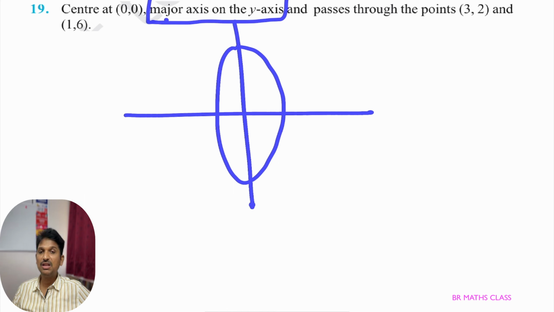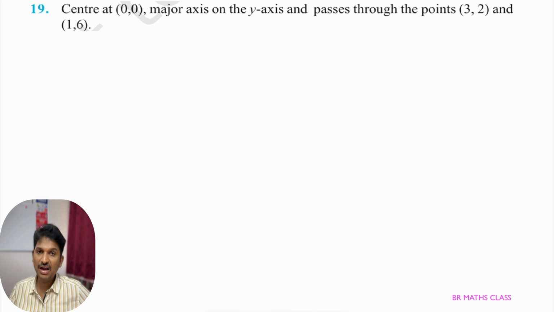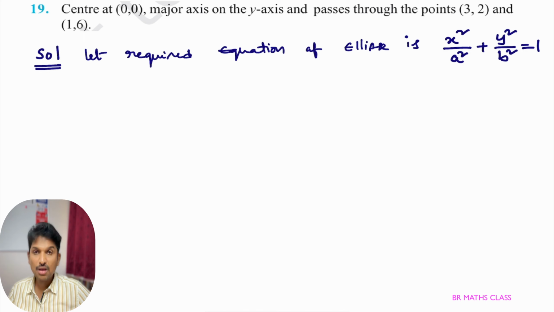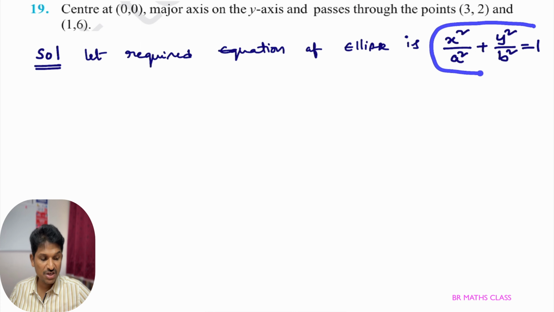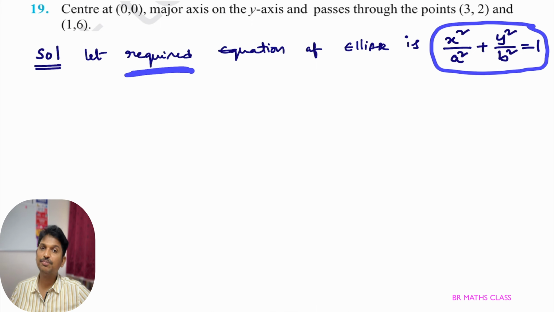So we came to know that our ellipse is second type of ellipse, and the ellipse passes through these 2 points they given. Okay. As you want to find ellipse equation, you take ellipse equation as x square divided by a square plus y square divided by b square equal to 1 as the required equation.